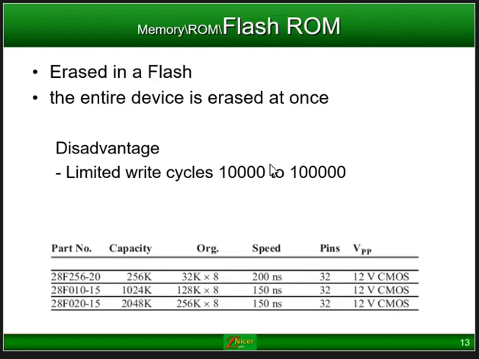The next one is flash ROM, also very applicable in today's environment. In microcontrollers, this is where your program will be programmed in. It's erased in a flash. It's very fast, and the entire device can be erased at once. In other words, instantly everything can be erased. The disadvantage is it's also got limited cycles of 10,000 to 100,000 write cycles, depending on what you're making use of.